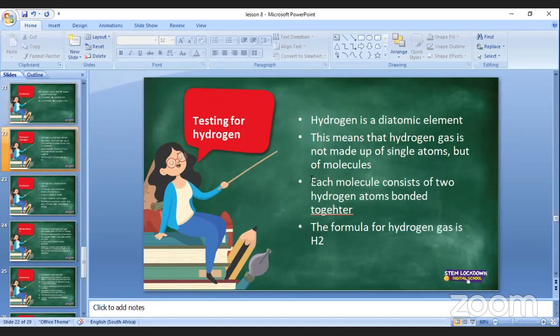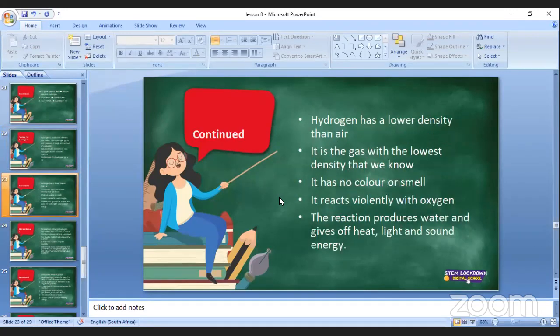We can still also test for hydrogen, grade 9s. Hydrogen is a diatomic element. We did the diatomic elements more than any other thing. So you can follow these steps when testing for hydrogen. Hydrogen gas is not made up of single atoms, but of molecules. Each molecule consists of 2 hydrogen atoms bonded together. The formula for hydrogen gas is H2. I'm moving fast because we have less than 5 minutes left.